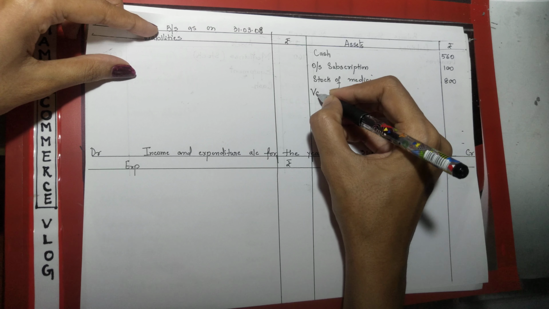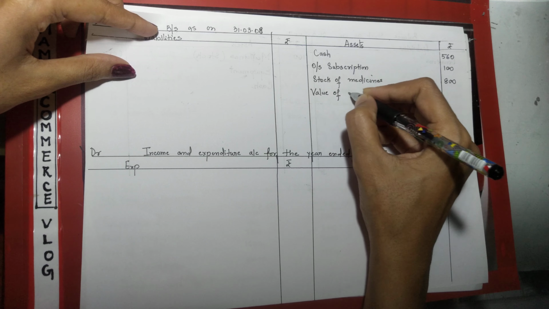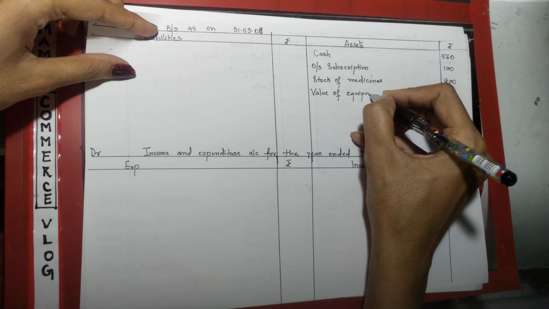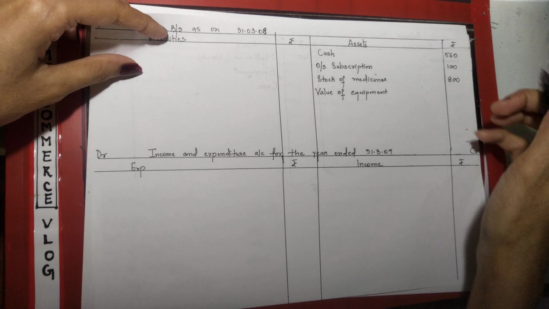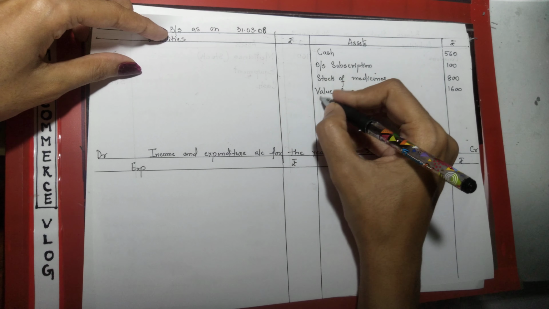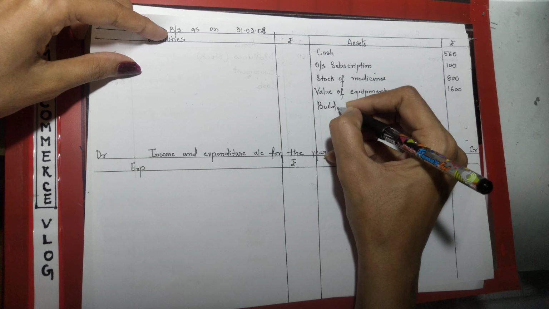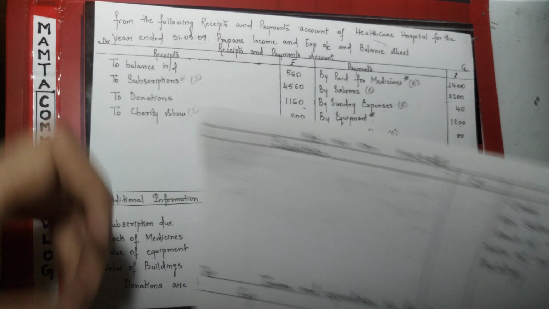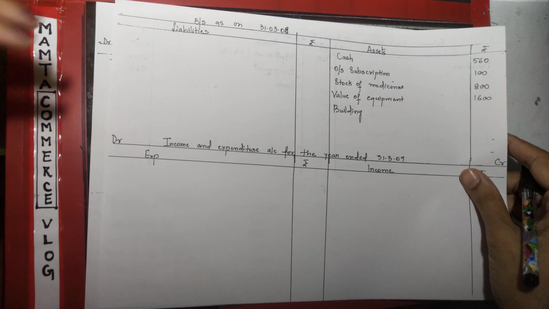And then I have value of equipment. Value of equipment is again an asset to us. So the opening value of equipment is 1600. And again I have building. Building is also an asset to us. So the value of building at the beginning is 8000.